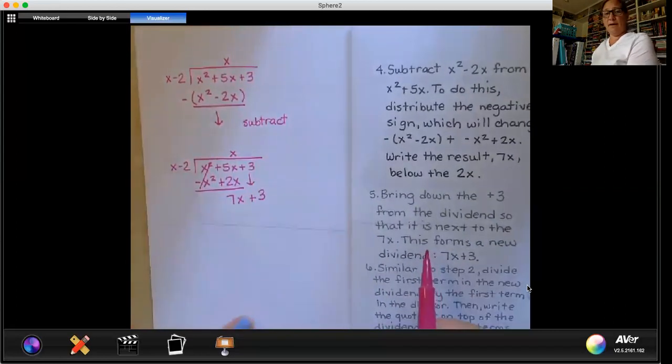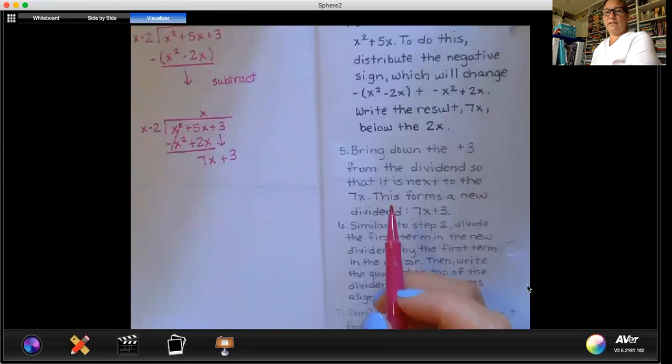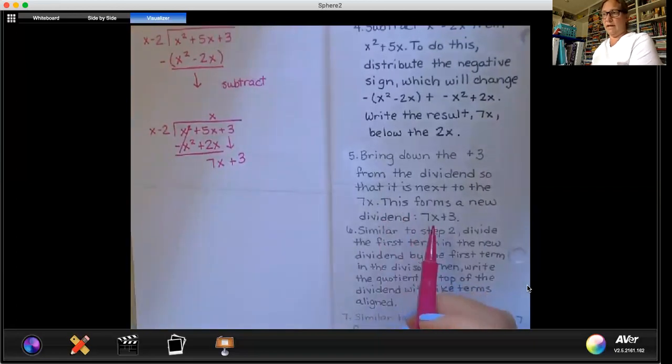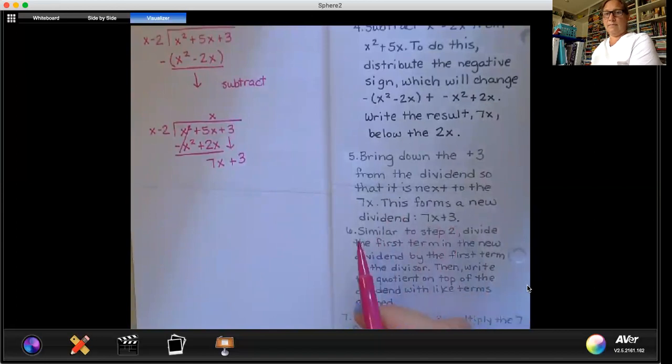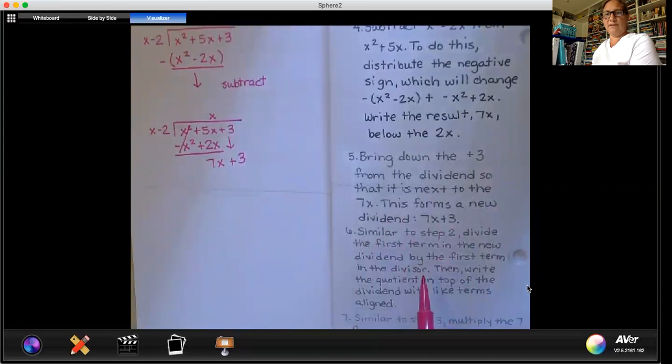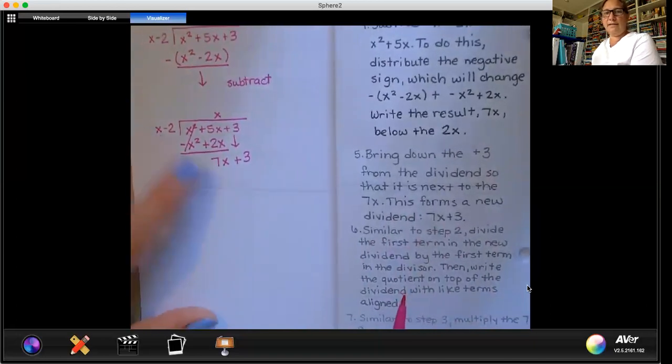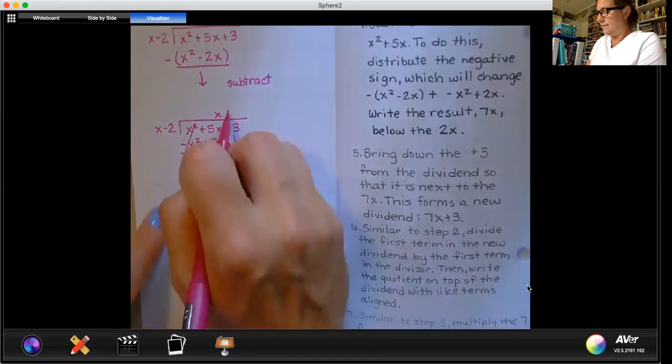That's the first part of step 5. Bring down the plus 3 from the dividend so that it is next to the 7x, and this forms a new dividend, 7x plus 3. Similar to step 2, divide the first term in the new dividend by the first term in the divisor, and then write the quotient on top of the dividend with like terms aligned. You're going to repeat the step that you just did. So x goes into 7x 7 times.